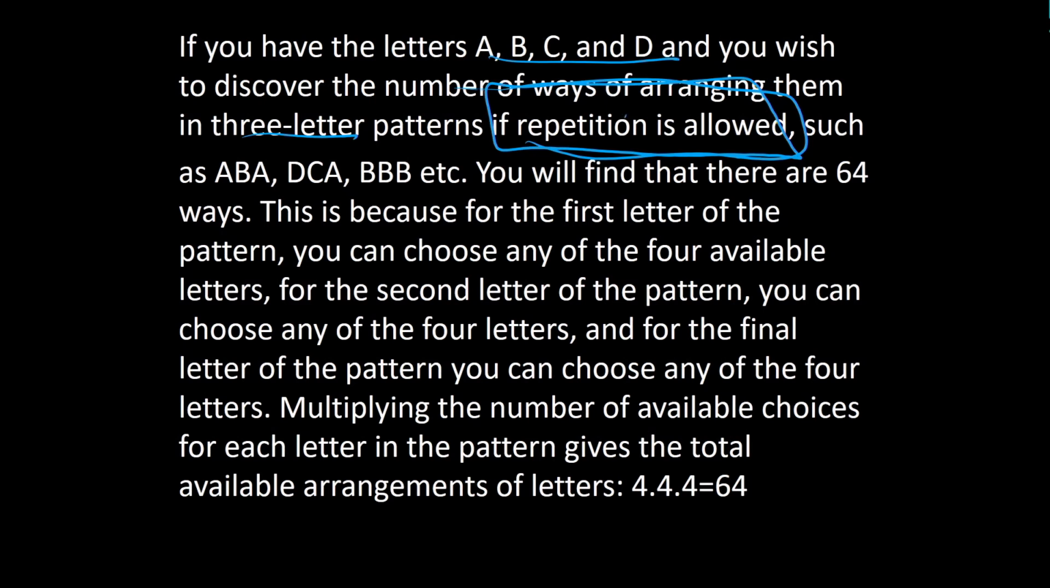Here it's allowed. So that means that A, B, A, D, C, A, and B, B, B, where all the B's are repeated, are perfectly fine. Those are considered different arrangements. Now, you will find that there are 64 ways to arrange these letters A, B, C, D in 3-letter patterns. Why? How did I get 64?